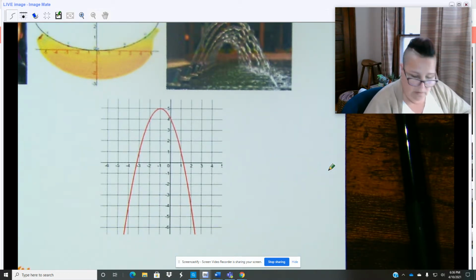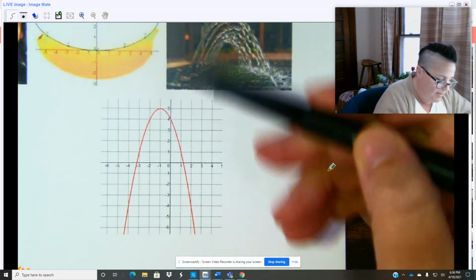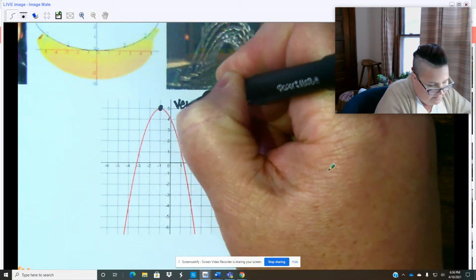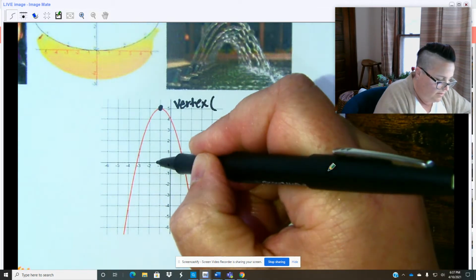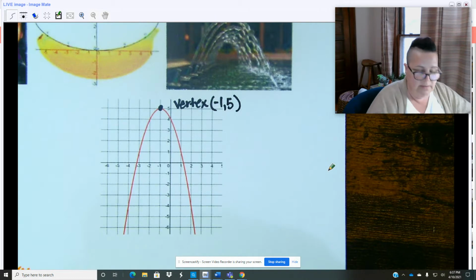Okay, got it? All right, let's try our vertex. See how it goes up, up, up, up, up? This is our vertex. And it is at (-1, 5). So (-1, 5) is our vertex.